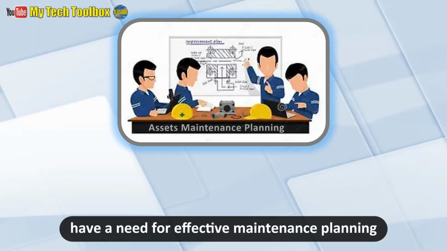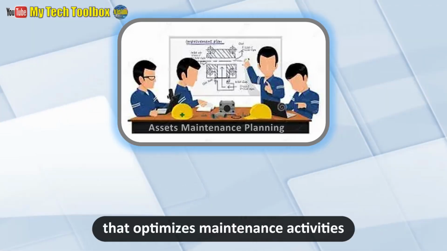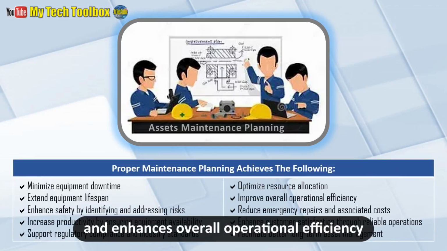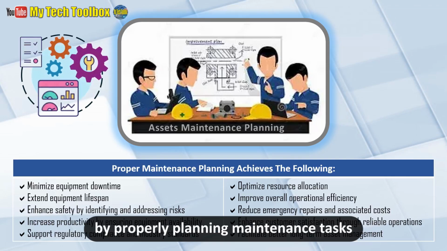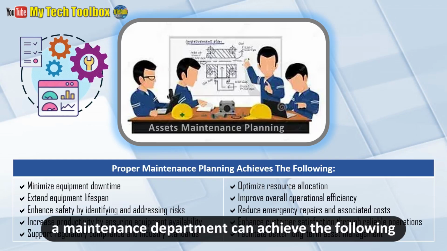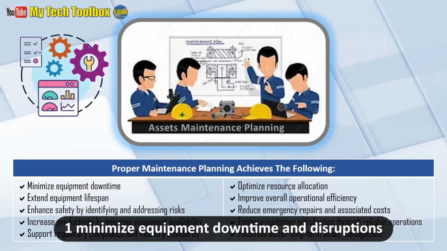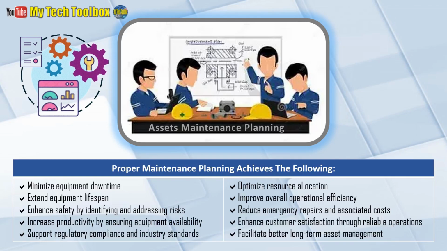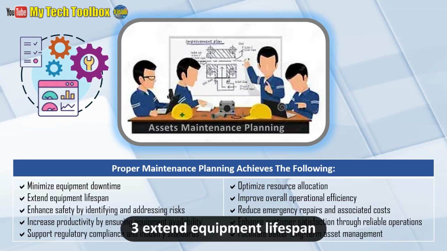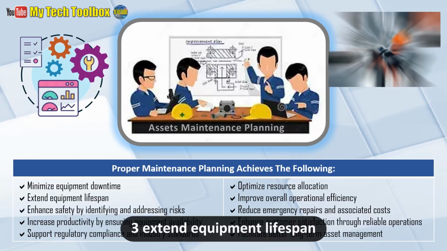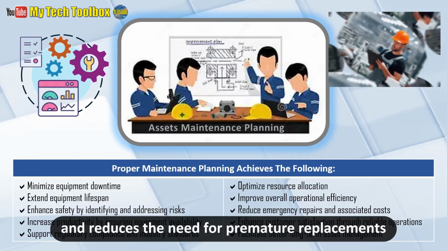Actually, there is really a need for effective maintenance planning that optimizes maintenance activities, minimizes downtime, and enhances overall operational efficiency. By properly planning maintenance tasks, a maintenance department can achieve the following. 1. Minimize equipment downtime and disruptions. 2. Optimize resource allocation and reduce waste. 3. Extend equipment lifespan and reduce the need for premature replacements.